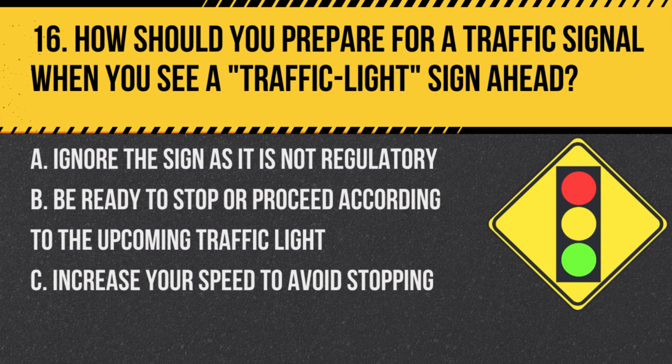Question 16. How should you prepare for a traffic signal when you see a traffic light sign ahead? A. Ignore the sign as it is not regulatory. B. Be ready to stop or proceed according to the upcoming traffic light. C. Increase your speed to avoid stopping. Answer. B. Be ready to stop or proceed according to the upcoming traffic light. The traffic light sign is a warning that there is a traffic light ahead, and drivers should prepare to respond to it.